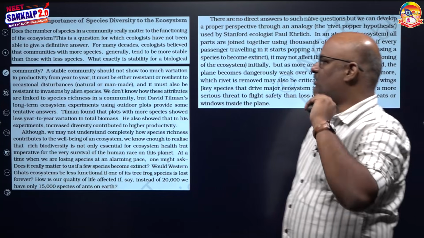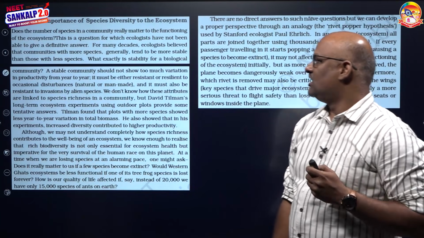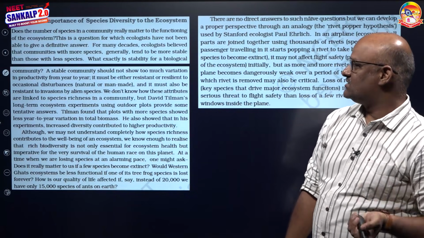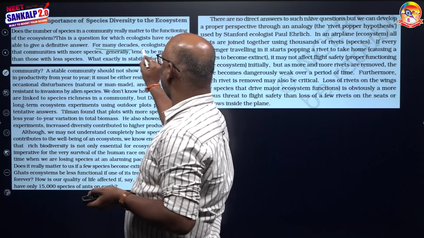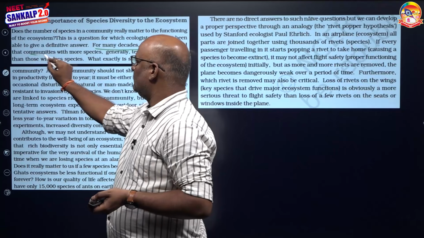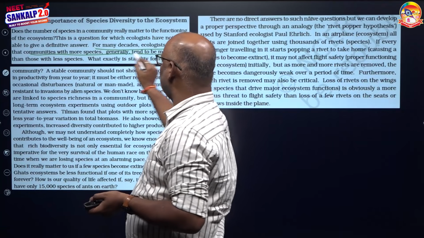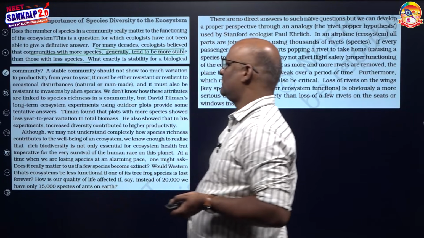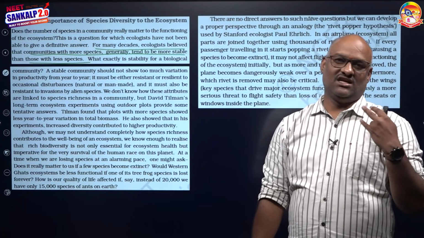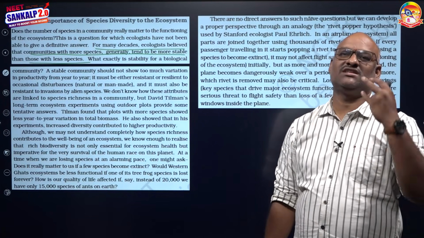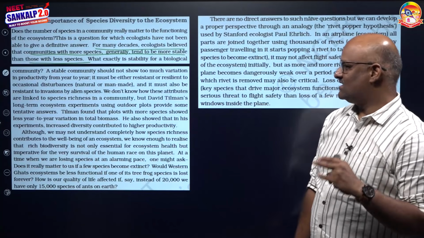Now, what is the importance of species diversity to an ecosystem? This is a very important statement here. For many decades, ecologists believed that communities with more species generally tend to be more stable than those with fewer species. If the ecosystem has more species, it is said to be more stable. If the ecosystem has fewer species, it is said to be less stable.